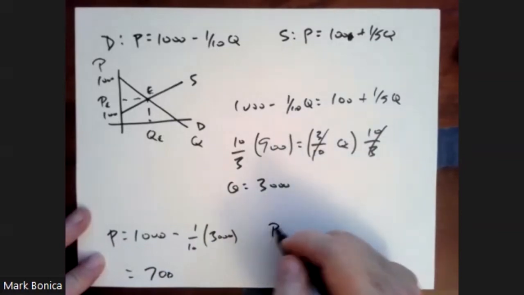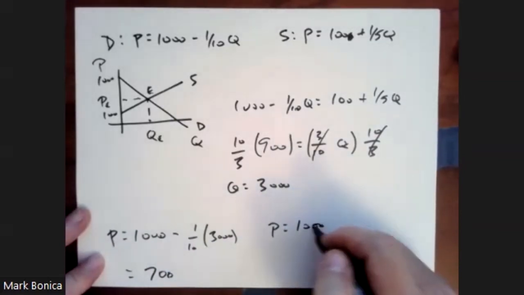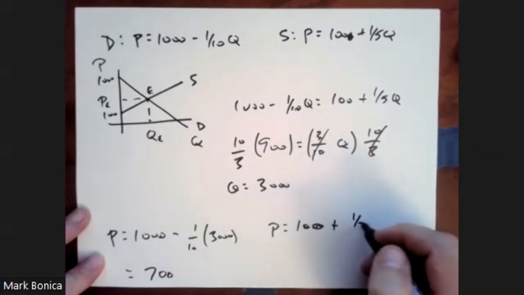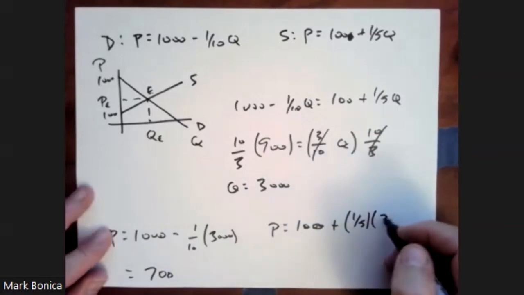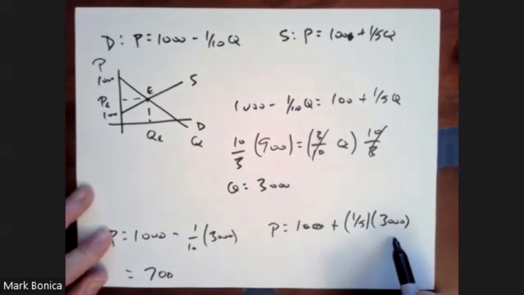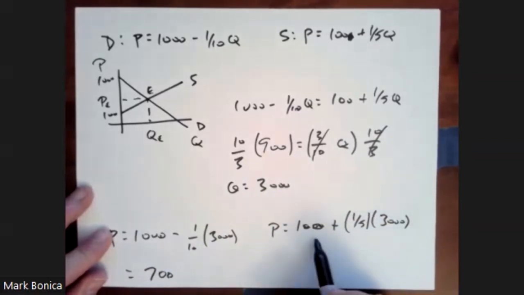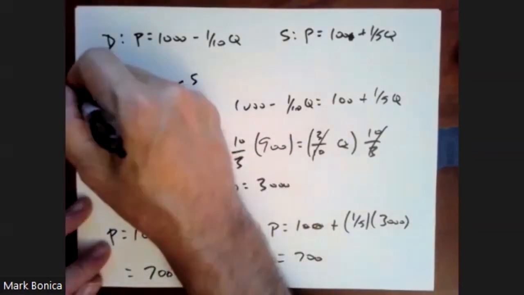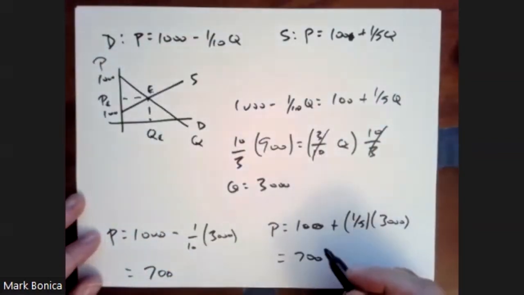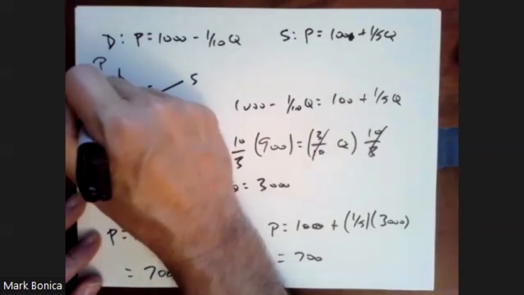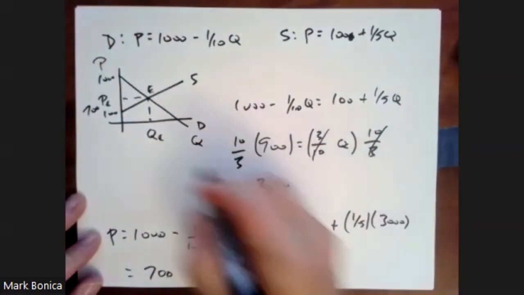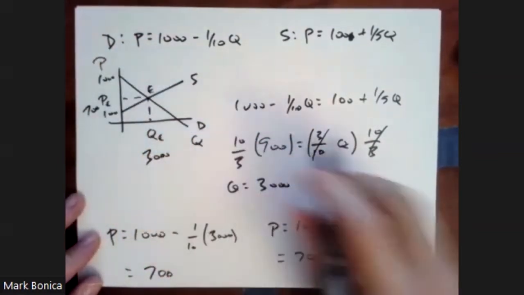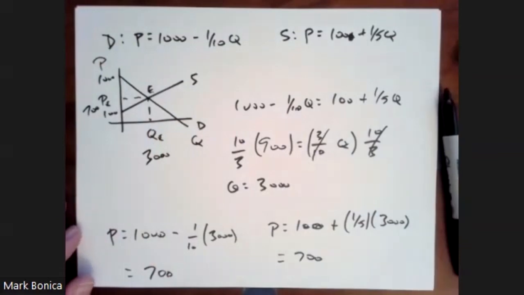Over here, I take P equals 100 plus 1/5 times 3,000. 1/5 of 3,000 is 600. 600 plus 100 is 700. So you can see they both give 700. So the answer is the equilibrium price is 700. The equilibrium quantity is 3,000. And that is all for problem sets 3 and 4.